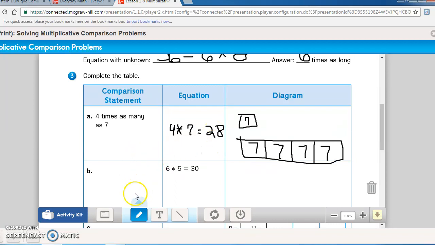Go ahead and do B and C looking at A and the wording to be able to do comparison statements, to come up with the equation in problem C, and to be able to draw the diagram for letter B. Stop the tape now, do that page, and then come up to me when you are done so I can look at it.